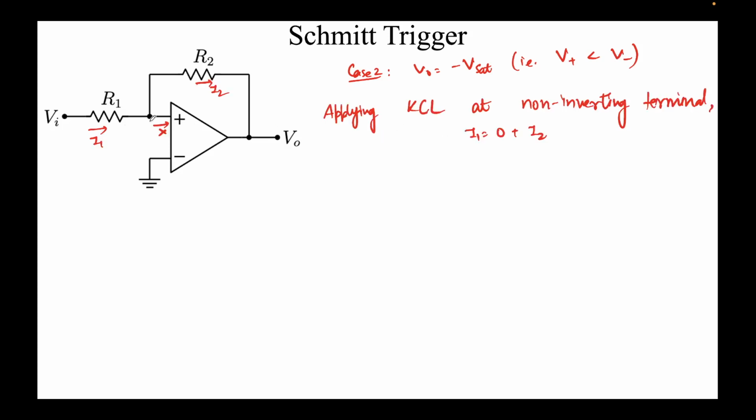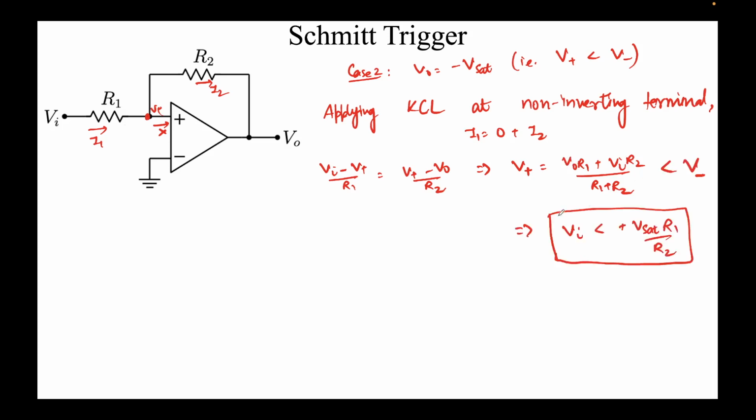Again, I'll apply KCL over here. I1 equals 0 plus I2, again assuming no current flows here, and this voltage is again V plus, this node voltage. You write this formula, and you obtain the same expression for V plus, but this time the value of V0 is minus Vsat. You put in these values and you find Vi must be less than this specific voltage.